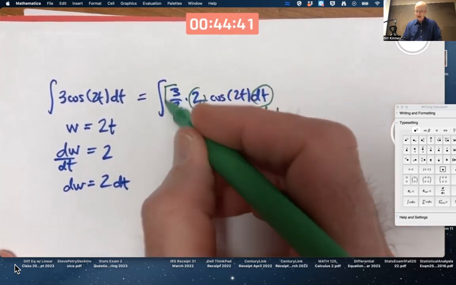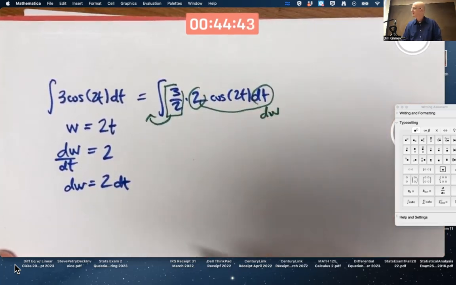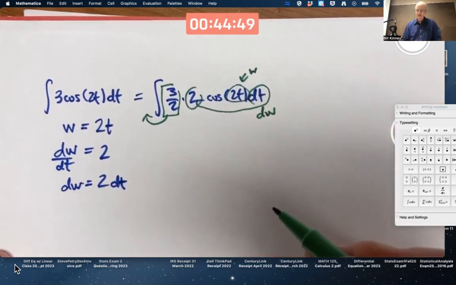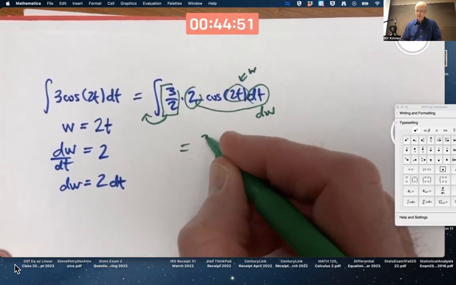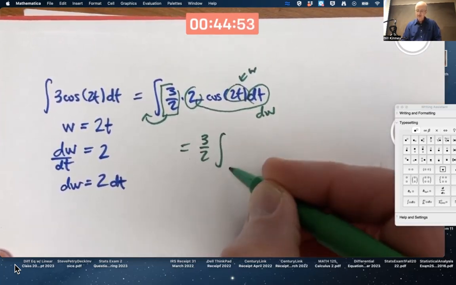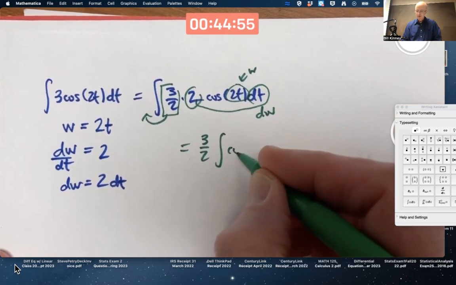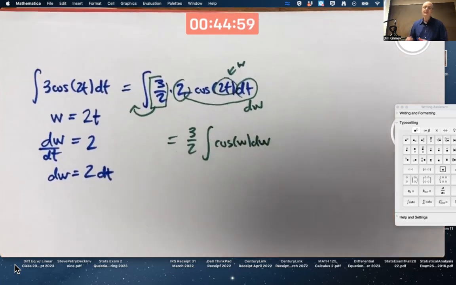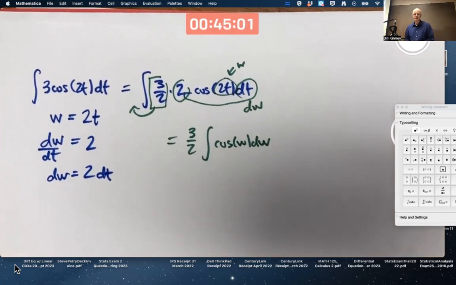But what about the 3/2? We'll just factor that out in front. And 2t itself is w. So you end up with 3/2 times the integral of cosine w dw. That's one way to deal with it.